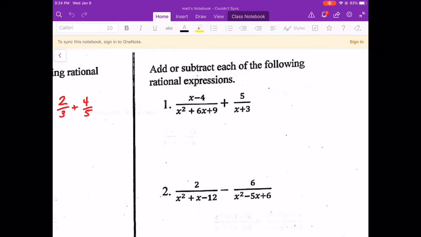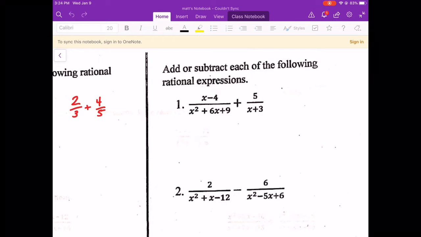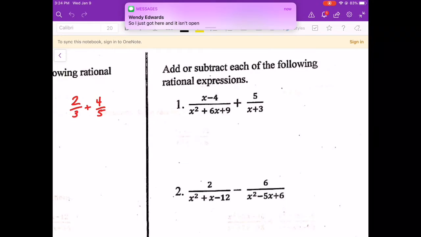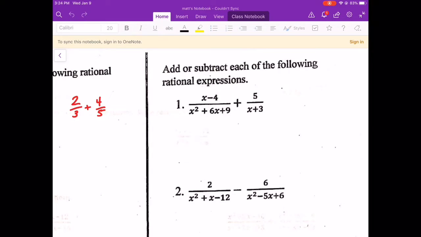All right, this is a video on adding and subtracting rational expressions. A really important thing to remember is way back when we first started dealing with fractions and adding them together, we had to realize that fractions can't be added without a common denominator. What's important here is that we find that common denominator, and the quickest way to do that is just to multiply the two denominators together.